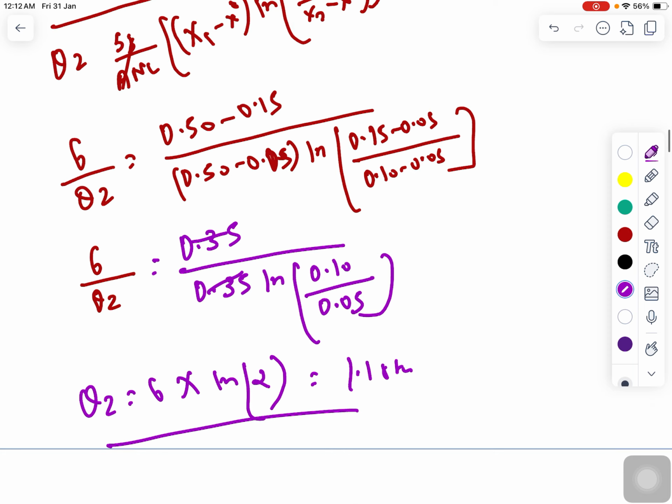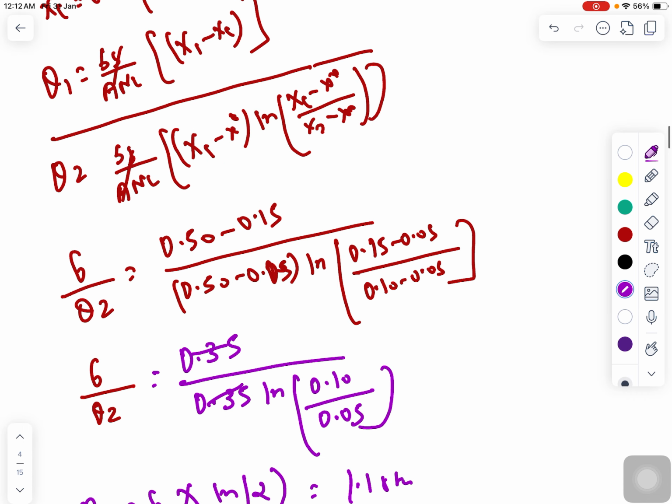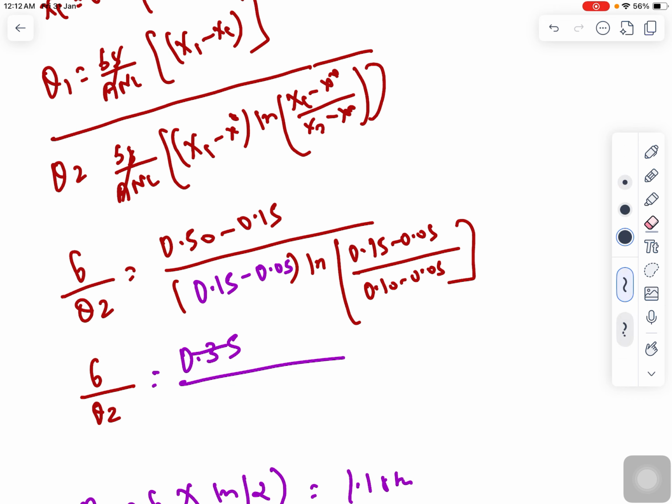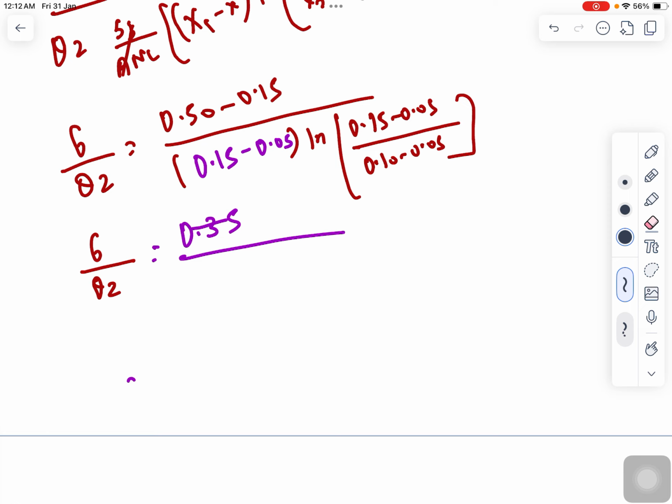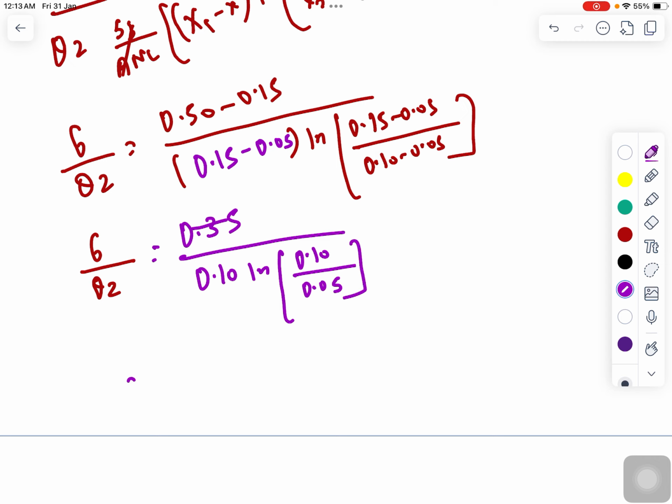So once you calculate theta 2, you will be getting 1.18 hour, something like that. I think I have made a mistake here. It should be 0.15 minus 0.05. So again you have to do the calculation. It's a very simple thing here. So now you can get here 0.10 ln 0.10 divided by 0.05. So theta 2 can be written as 6 multiplied with 0.1 multiplied with ln 2.